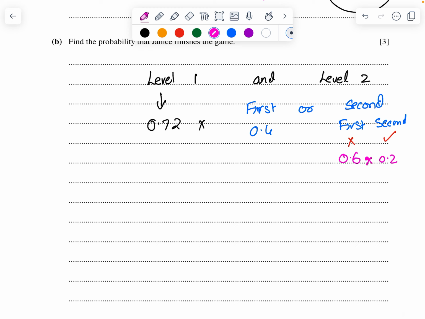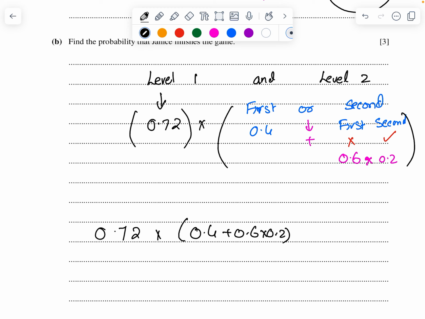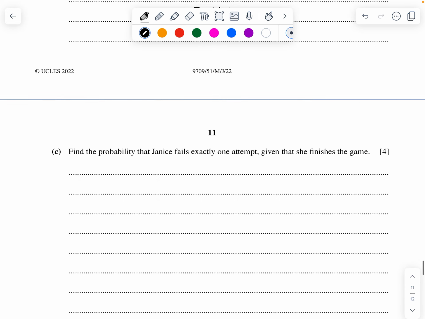Times 0.2, and "or" means plus. So do this one, 0.72 times 0.4 plus 0.6 times 0.2, which is 0.3744. This is somewhat confusing, so see it 2 or 3 times before proceeding to the next question.